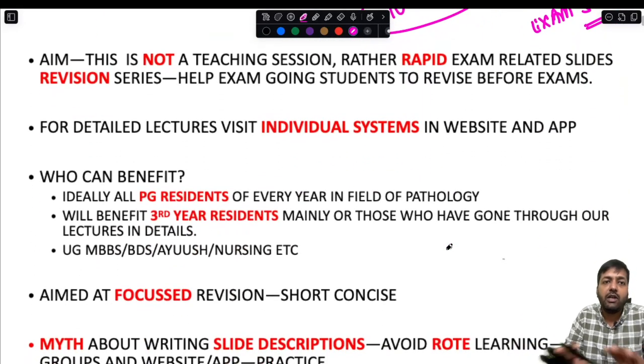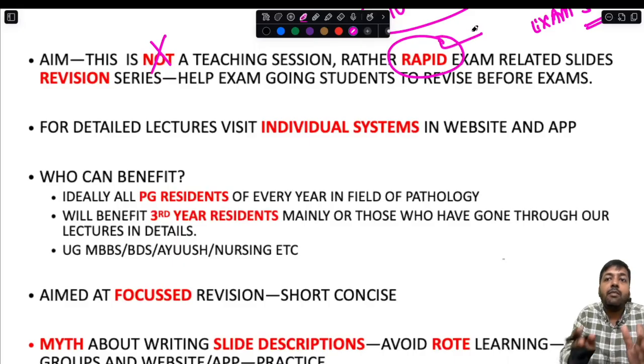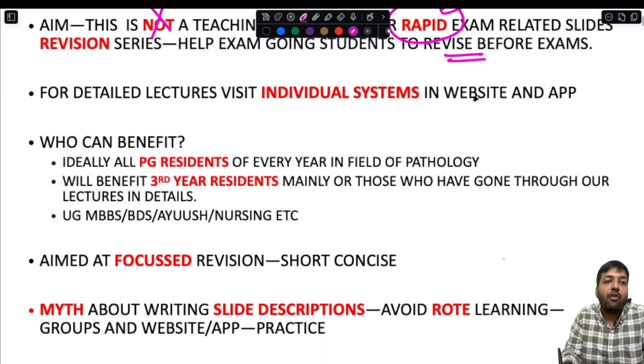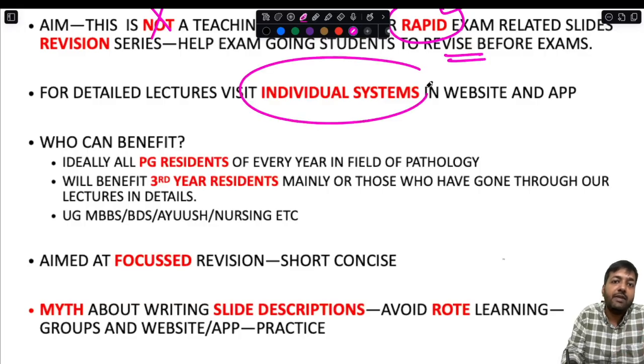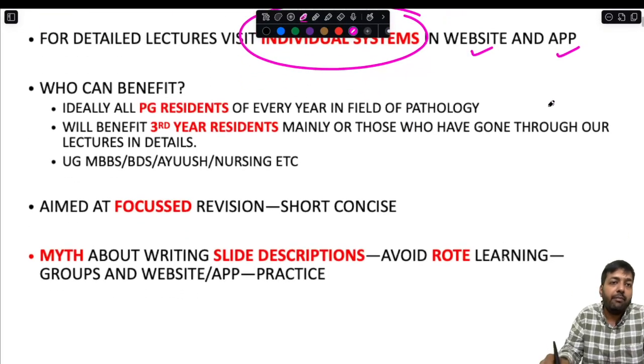So a brief introduction. Remember, the aim of this session is that it is not a teaching session. Rather, it is a rapid exam related slide revision series which is going to help the exam going students to revise before the practical exams, okay? Now for detailed lectures, you can always visit the individual systems which have been covered in detail in the website and the application. So who all can benefit?